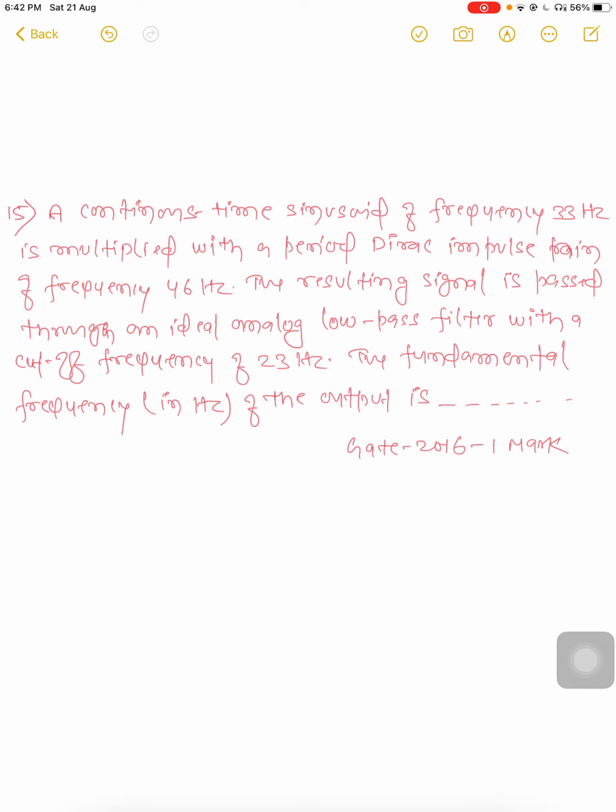A continuous time sinusoid of frequency 33 Hz is multiplied with a periodic Dirac impulse train of frequency 46 Hz. The resulting signal is passed through an ideal analog low pass filter with a cutoff frequency of 23 Hz. The fundamental frequency of the output is. This one was asked in GATE 2016. Here xt is the message signal and yt is the sampled signal.